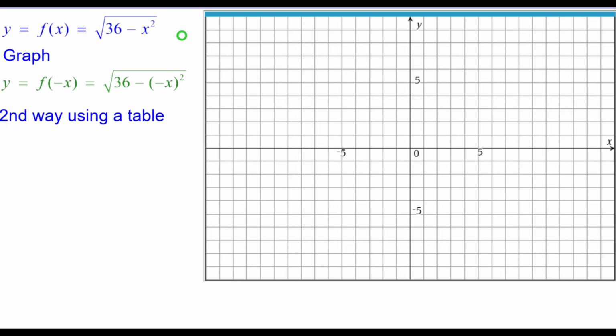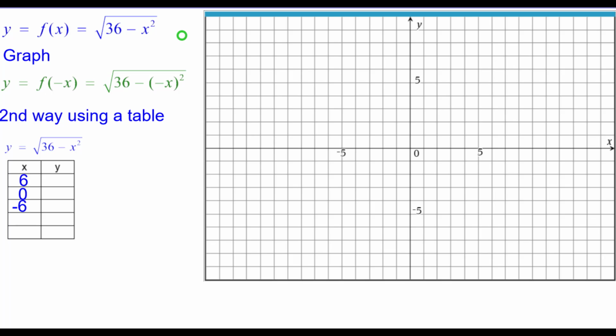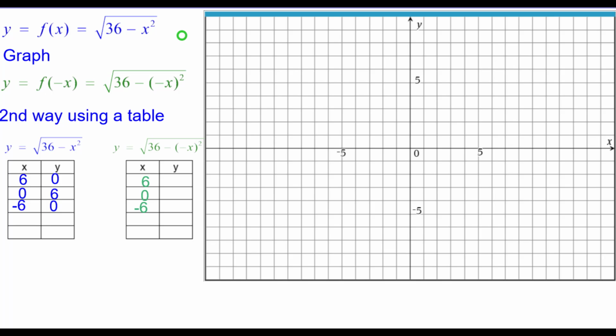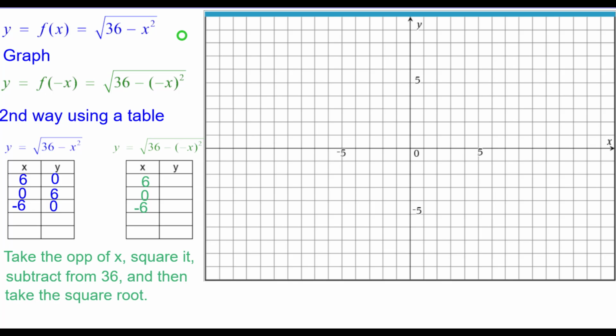Second way, using a table, we'll start off with the parent function and use these 3 values for x and these 3 values for y. In the function we want, we need to take the opposite of x, then square it, subtract it from 36, then take the square root, because that's what it says right here in this expression.